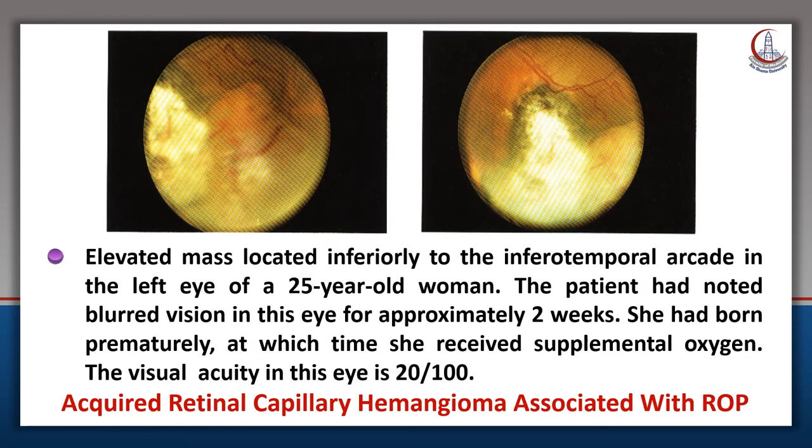Here we see a mass located inferiorly in the left eye of a 25-year-old woman. The patient had noted blurred vision in this eye for approximately 2 weeks. She was born prematurely, at which time she received supplemental oxygen. The visual acuity is 20/100, a little bit better than 6/36. It was diagnosed as acquired retinal capillary hemangioma associated with retinopathy of prematurity.